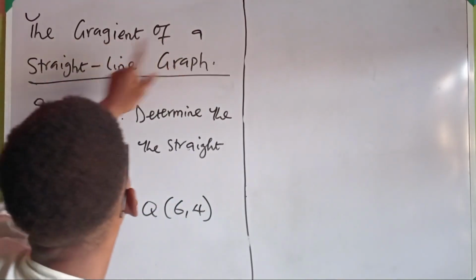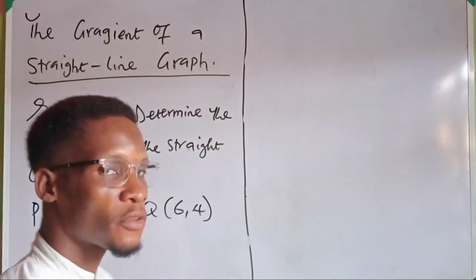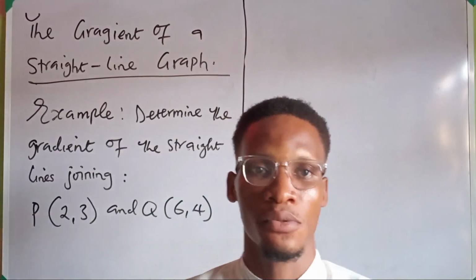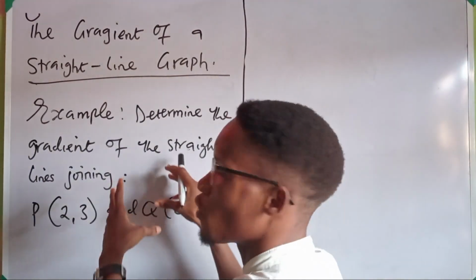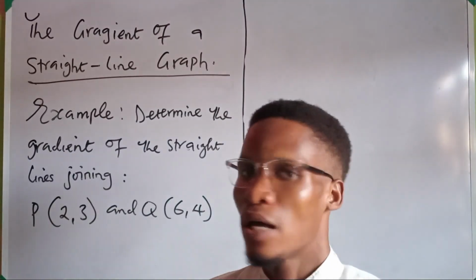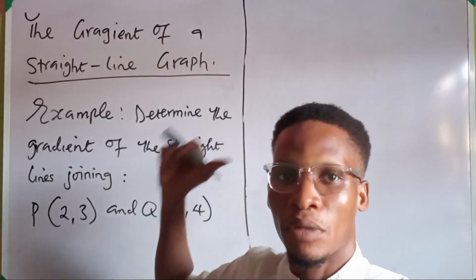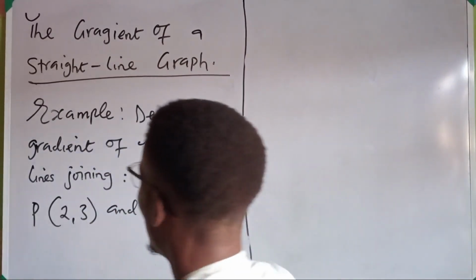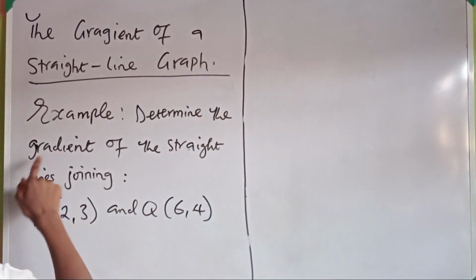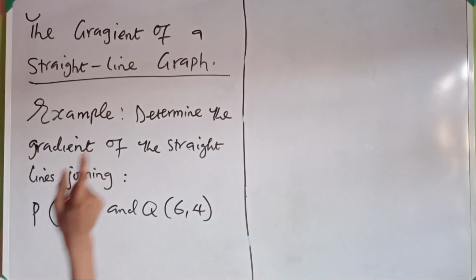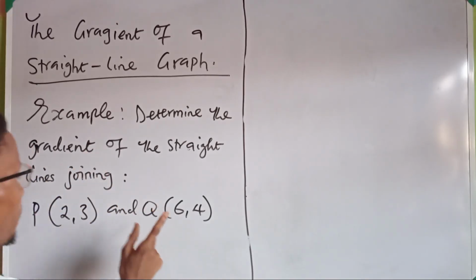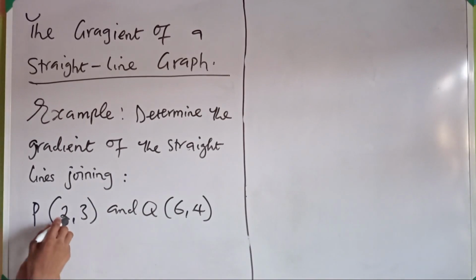The gradient of a straight line graph is the topic we're going to discuss today, but we're particularly going to look at the examples. I've discussed this topic earlier, so make sure you watch the video. Determine the gradient of a straight line joining point P, which is (2, 3), and point Q, which is (6, 4).